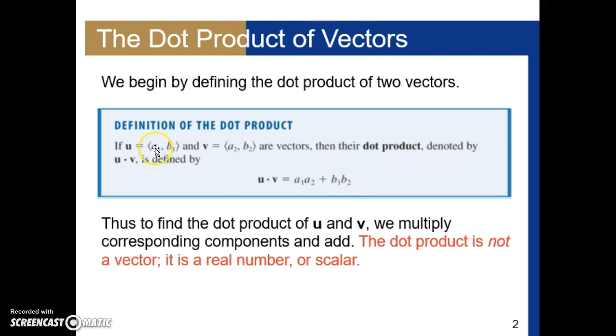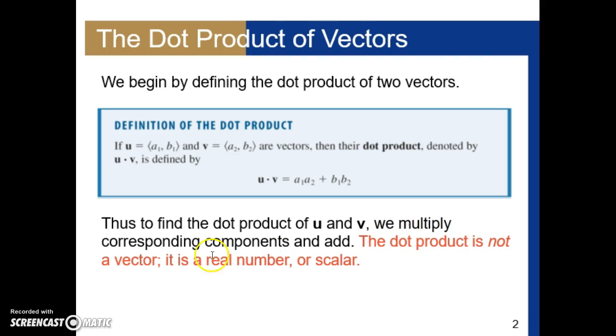So you can see a sub 1 times a sub 2, horizontal components of u and v, plus b sub 1 times b sub 2. The dot product is really straightforward and easy to find. So to find the dot product of u and v, we multiply the corresponding components and we add them together.